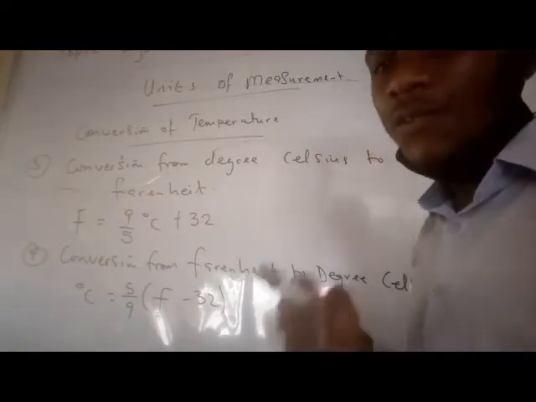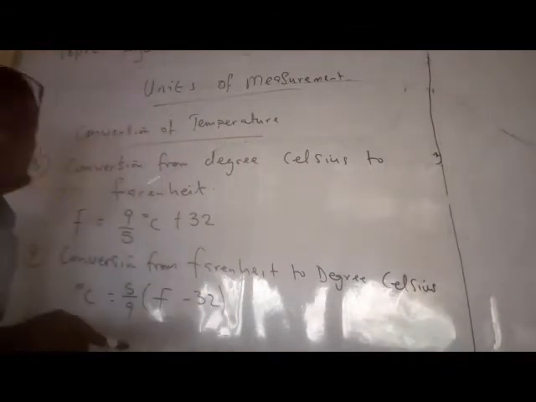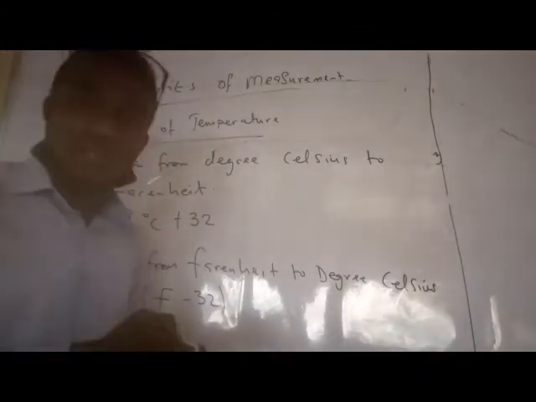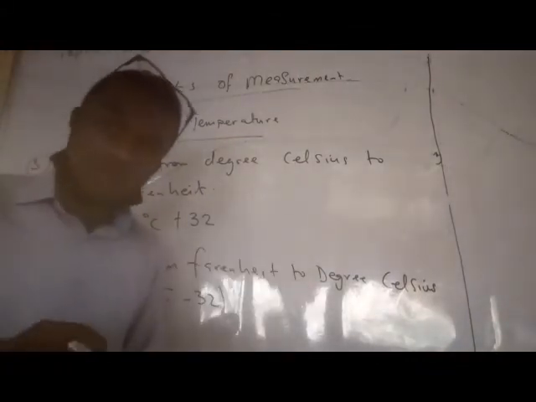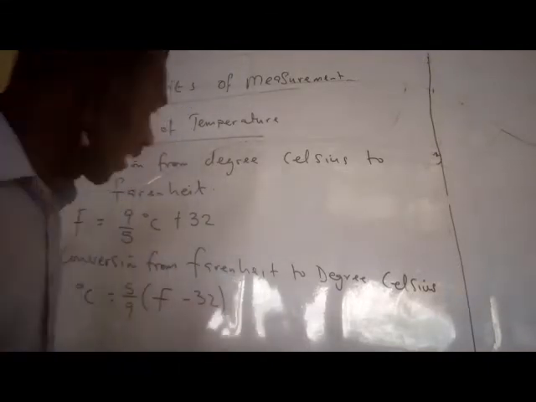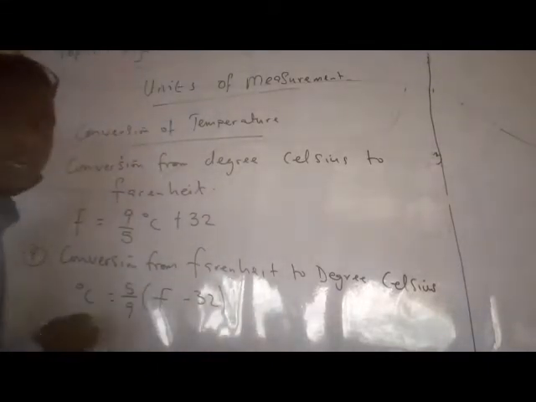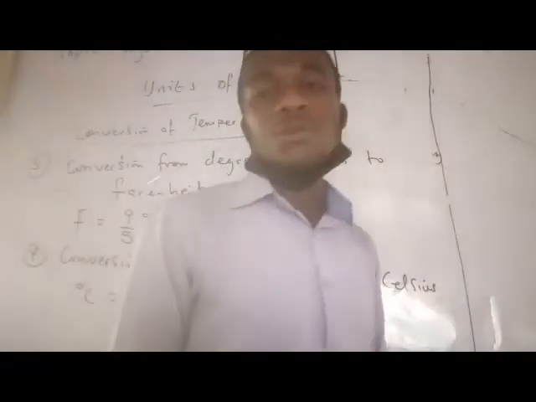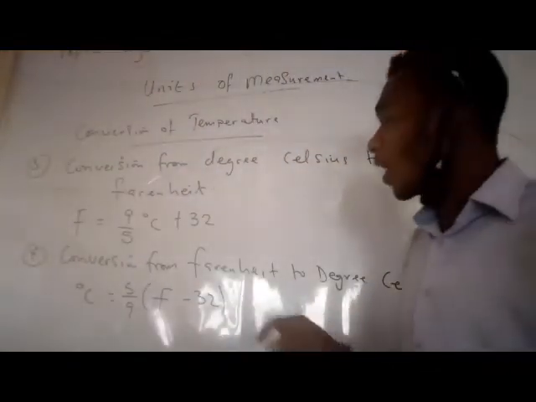The last one is conversion from Fahrenheit to degrees Celsius. To convert from Fahrenheit to degrees Celsius, first, your temperature in Fahrenheit, you have to subtract 32 from it. When you subtract 32 from it, the answer you get, you multiply it by 5 and divide it by 9. If you do that, you should get your answer in degree Celsius.